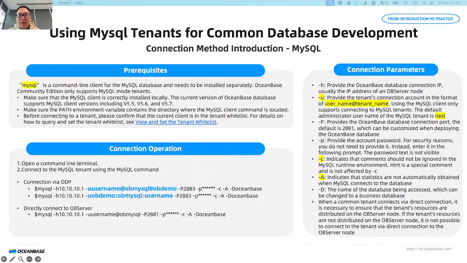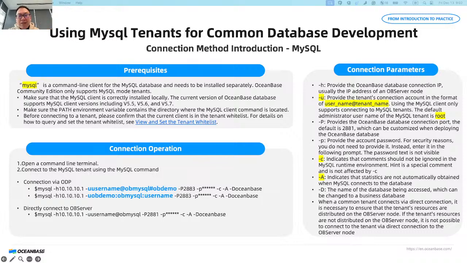Let's first look at the MySQL connection method. MySQL is the command line client for MySQL database and needs to be installed separately. OceanBase Community Edition only supports MySQL mode tenants. We need to note that you must make sure that the MySQL client is correctly installed locally. The current version of OceanBase database supports MySQL client versions 5.5, 5.6, and 5.7.